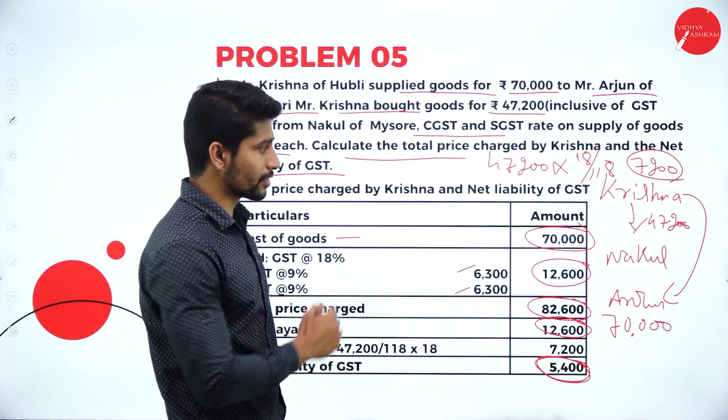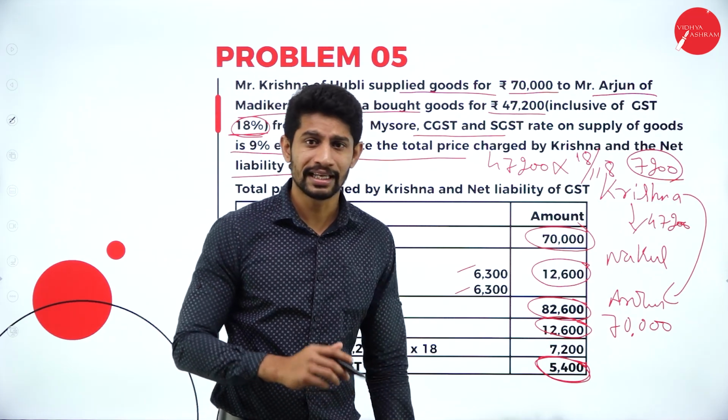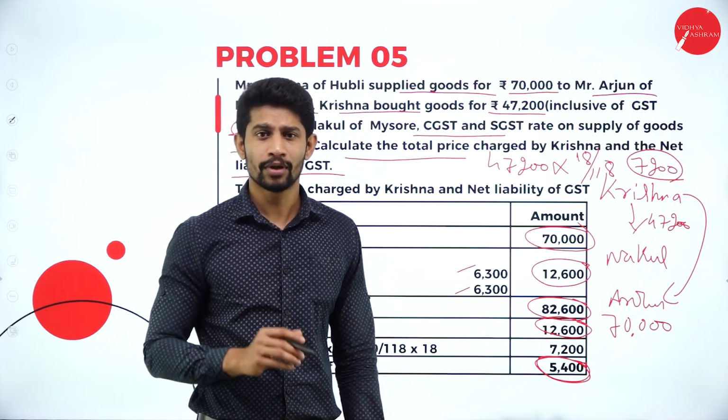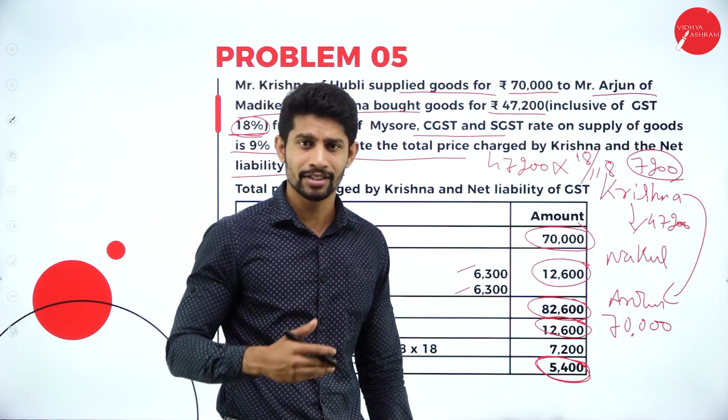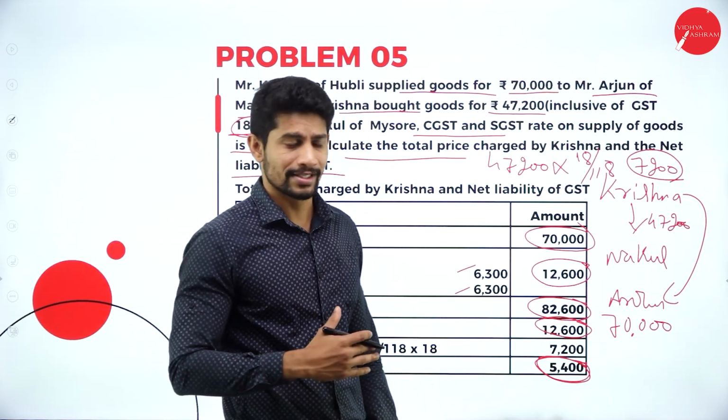Because here Mr. Krishna is not the consumer of the product. He is not consuming the product. He is like a middleman. He is purchasing it and he is selling it to someone else.